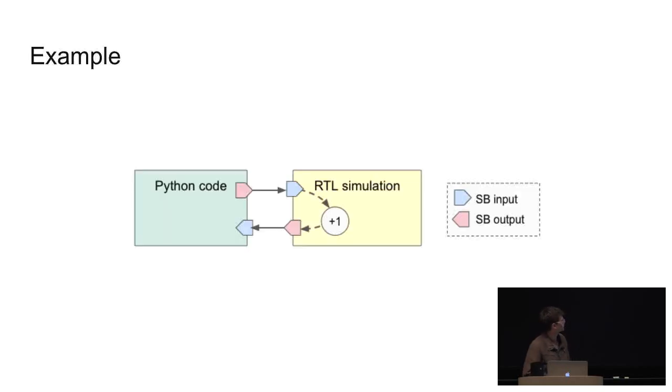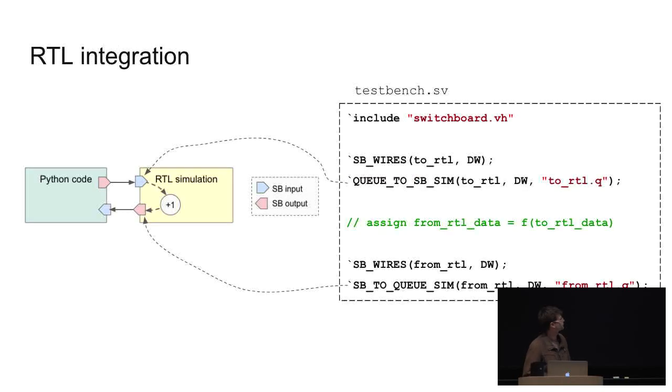In this simple example, which is almost as basic as it gets, we have a Python program where we want to send a Switchboard packet into an RTL simulation, see some modification of that packet, and send that back to the Python code. On the RTL side, we start off by including the Switchboard header file, which provides some macros that make it easier to set up these connections.